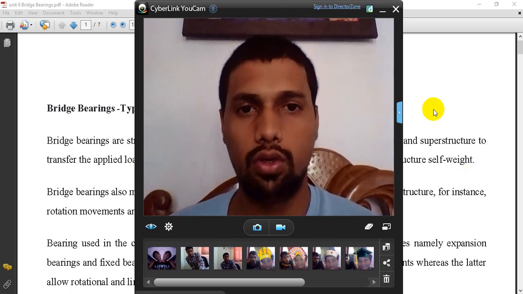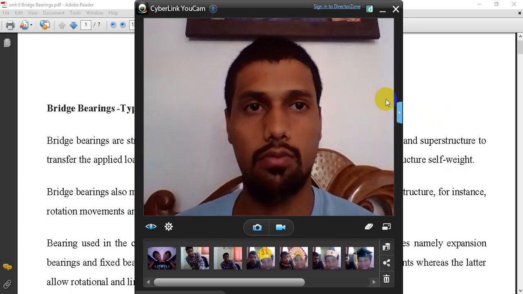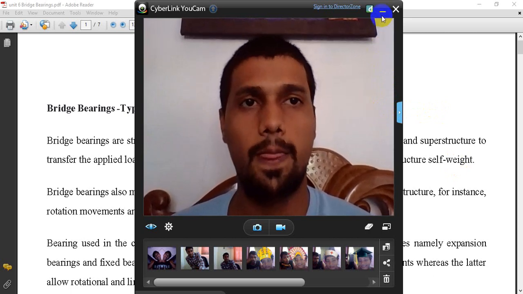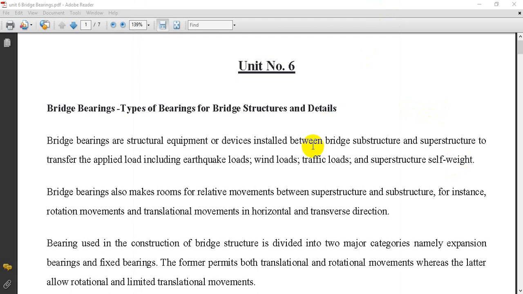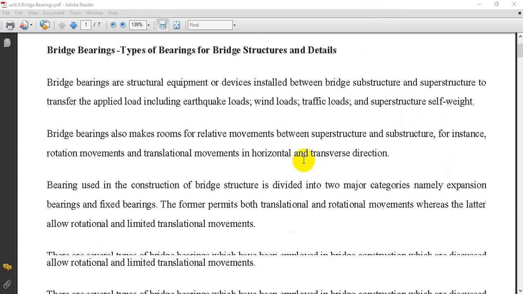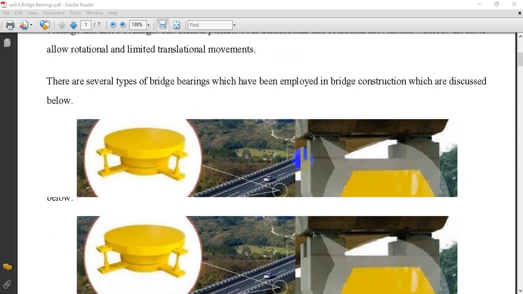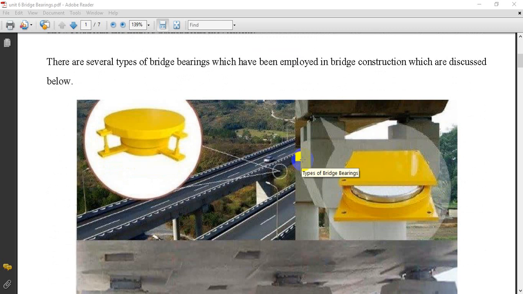Here we are going to start with our next video, that is for bridge bearings. So it is our unit number 6, bridge bearings, that is types of bearings, and its details we'll see. So what is a bridge bearing?